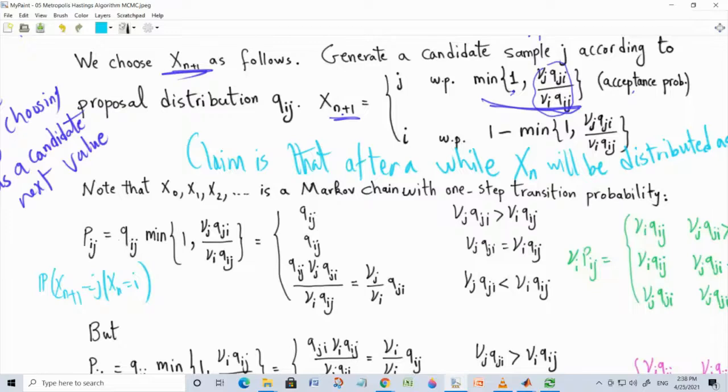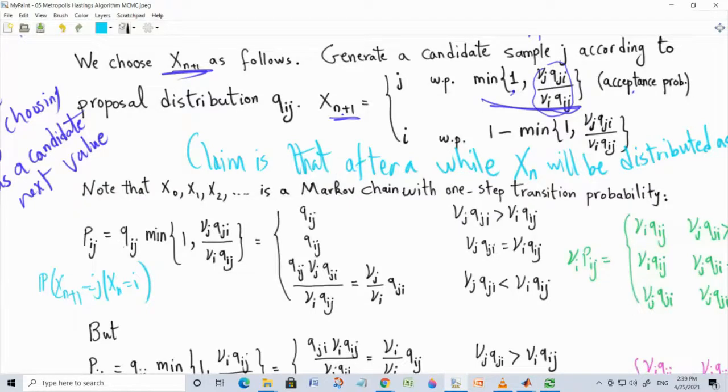First, you need to propose j. So j must be proposed. And states, starting in i, are proposed according to a certain PMF, the proposal distribution. And so basically this is the probability Q_ij. This is the probability that you will propose j as a candidate for the next value of the generated random variables.